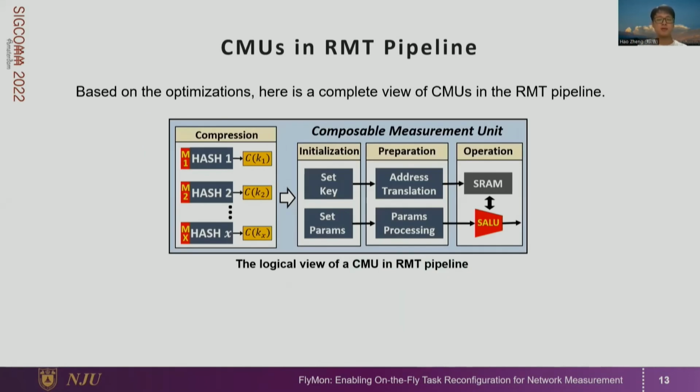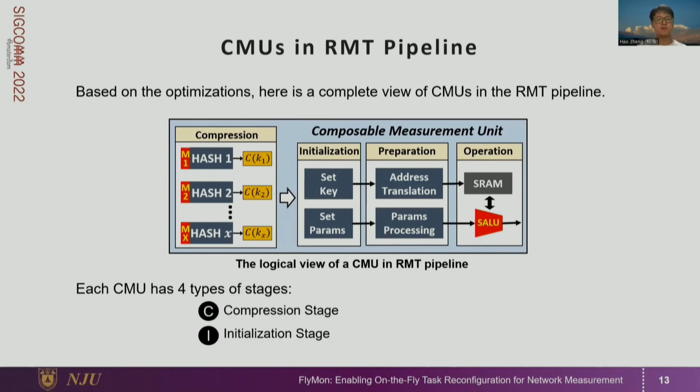Based on the above discussions of CM units, here is a complete view of CM units in the RMT pipeline. Each CM unit has 4 stages. A compression stage performs one-way compressions on the candidate keys. An initialization stage sets the flow key and other parameters for this CM unit. A preparation stage completes the address translation. It can also process the select parameters, which is essential for implementing some algorithms. Finally, the operation stage updates the memory according to the selected and processed key and parameters.